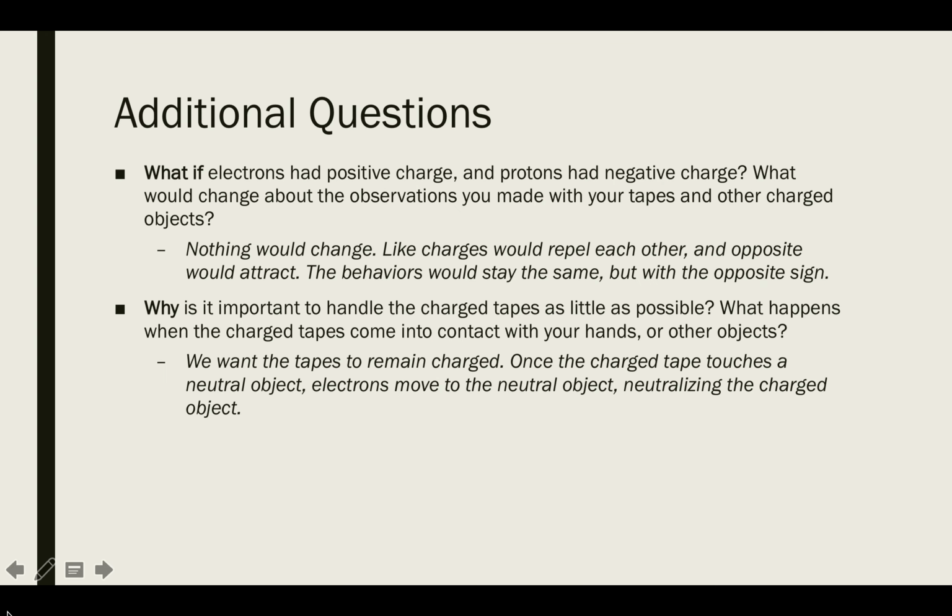So now just a few additional questions to answer. What if electrons had positive charge and protons had negative charge? What would change about the observations you made with your tapes and other charged objects? Nothing would change. The behaviors would stay the same, but with the opposite sign. Like charges would still repel each other, and opposite signs would still attract.